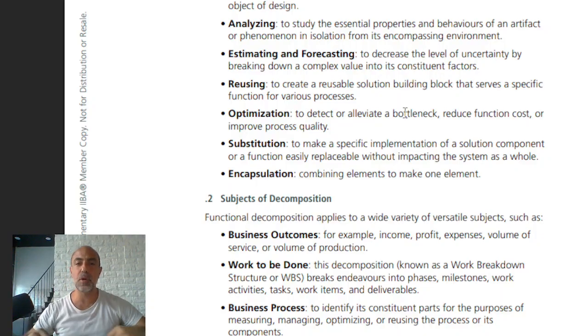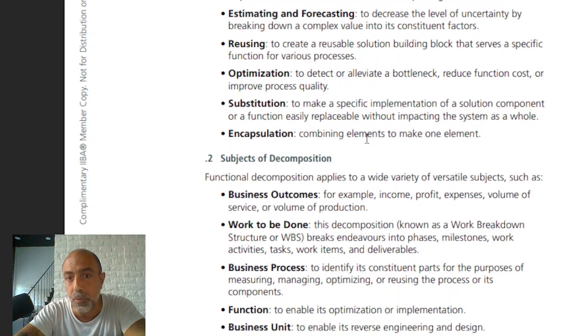There's estimating and forecasting as well, to decrease the level of uncertainty and break down a complex value into its constituent factors. There's reusing, to create a reusable solution building block that serves the service function. The irony, building block, right? And we're talking about a wall, a room.